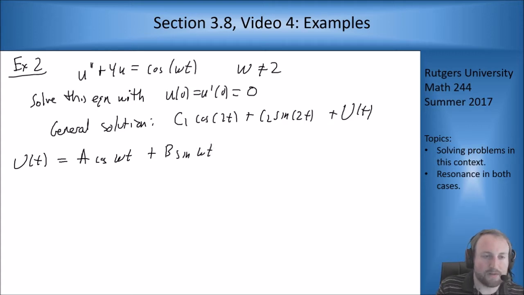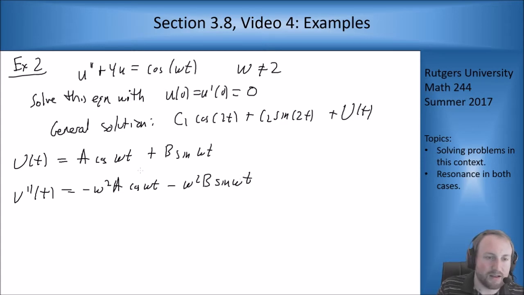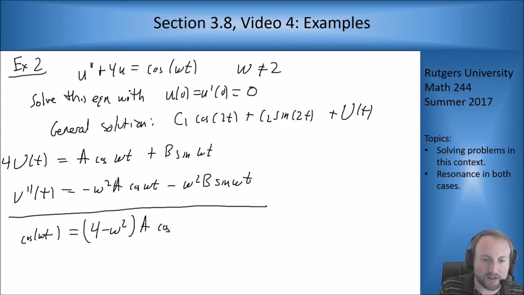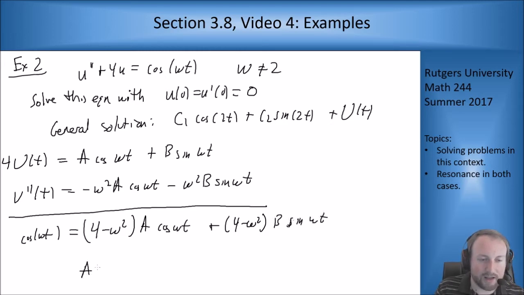And if I take two derivatives, because I don't need the first derivative, right? All I need is the second one. So let's take two derivatives. I get minus omega squared a cosine of omega t minus omega squared b sine omega t. And then I want to take 4 of these and add it to this, which gives me that I want cosine of omega t equal to 4 minus omega squared a cosine omega t plus 4 minus omega squared b sine omega t, which tells me that a is 1 over 4 minus omega squared and b is 0.